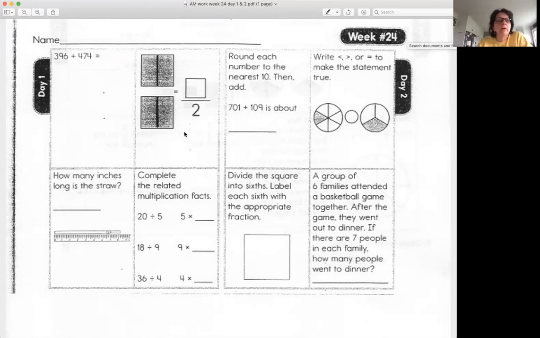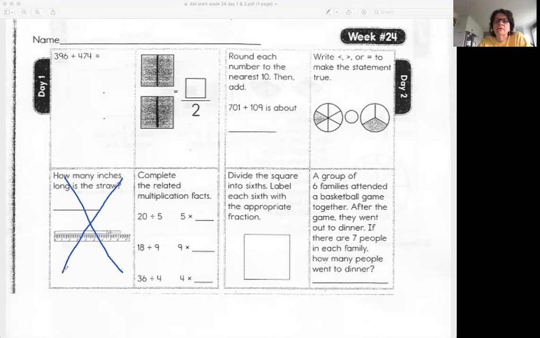I want to tell you right off the bat that I apologize for this copy, because the question with the straw and the ruler is really impossible to read, even for me, on the original copy. So we're going to go ahead and cross that out. I hope that didn't give you too many problems. Don't worry about that if you couldn't read that ruler. It's very tiny and a little blurry. So go ahead and cross that out.